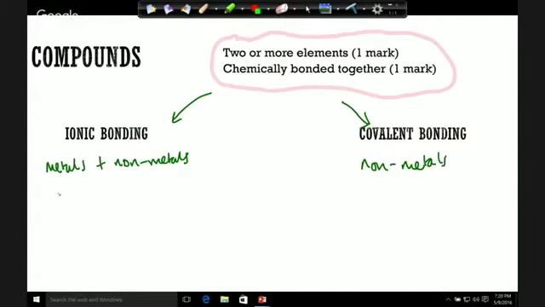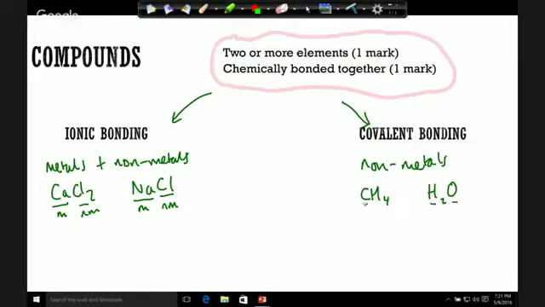So if I give you a couple of examples, you might see something like CaCl2 or NaCl for an ionic compound. So we've got 2 different elements chemically bonded together. One is a metal, sodium in this case, and one is a non-metal. And these are both examples of ionic compounds. Something only containing non-metals might be something like CH4, methane, or ammonia, NH3, or something like H2O, when you've got 2 non-metals bonding together.